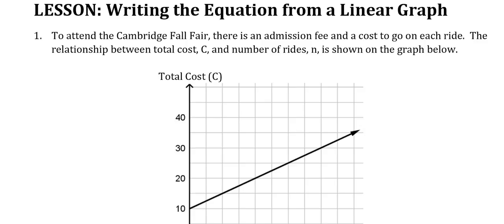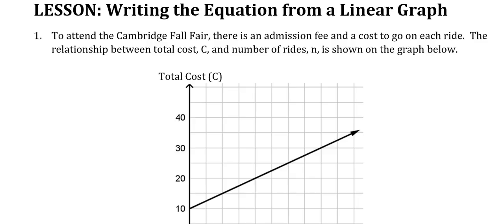Make sure you are trying to think about the situation that's actually happening. So let's read it. To attend the Cambridge Fall Fair, there's an admission fee. So there's a fee just to get into the park and a cost to go on each ride. So a cost per ride. Maybe you buy tickets. You know what I mean? Have you been to a fair before?